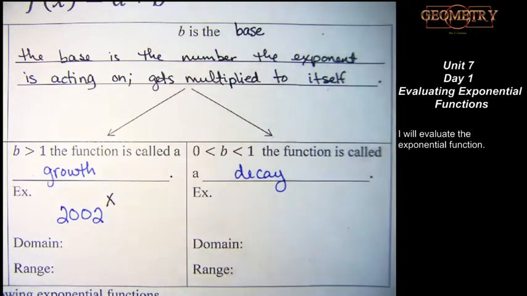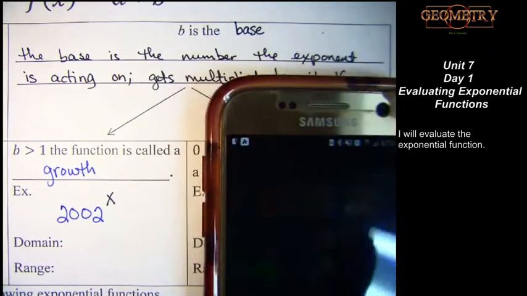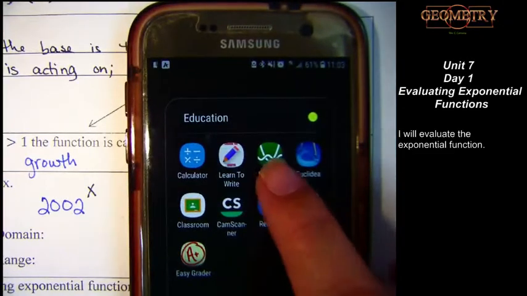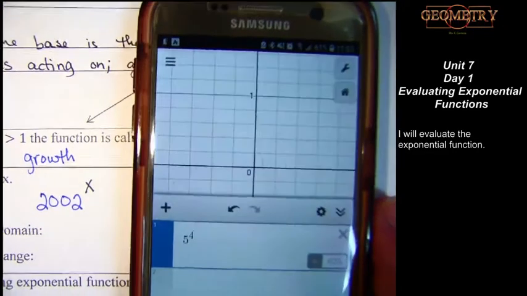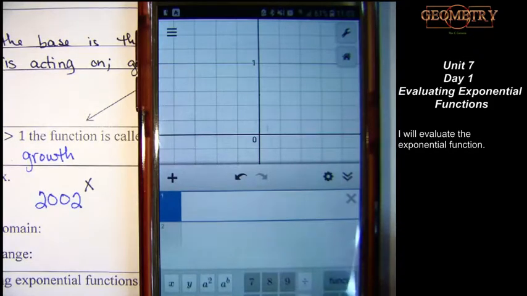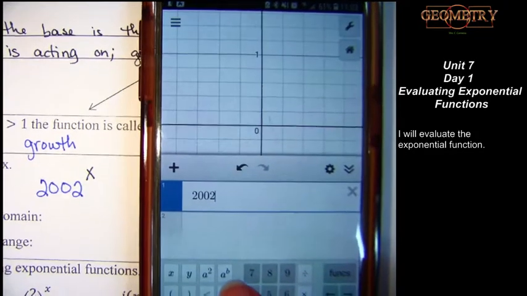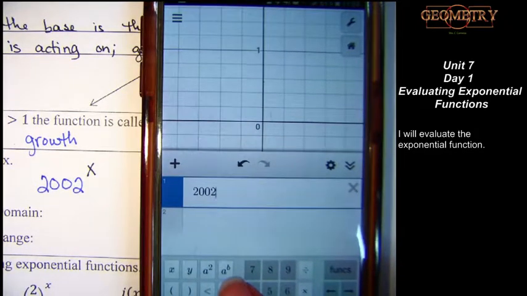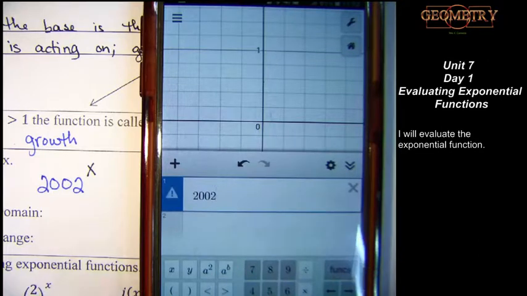Wait, wait. All right. So come to your Desmos app. There it is. Desmos. Hashtag this video is not sponsored. And I'm going to put in 2002. And then to get the exponent, do you see the little button that's right here that says a to the b? You're going to click that. And now suddenly you're in the exponent. And then I'm going to click the x.